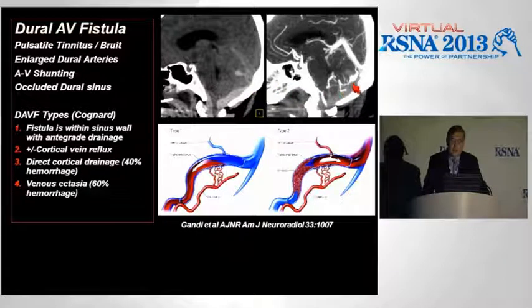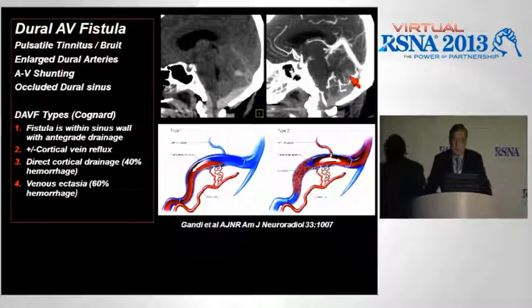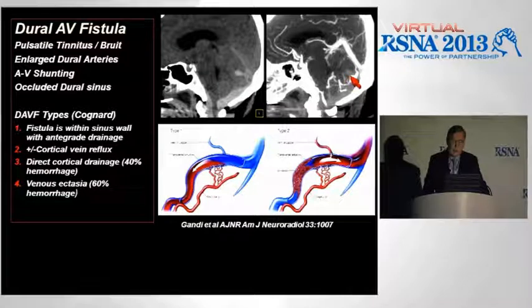And on the CTA, we can see this area of venous ectasia related to the draining veins from this dural fistula. The venous ectasia, of course, is a situation where the vein wall is dilated and it's thought to be more prone to hemorrhage. And we can see that the hemorrhage seems to surround this little area of venous ectasia.